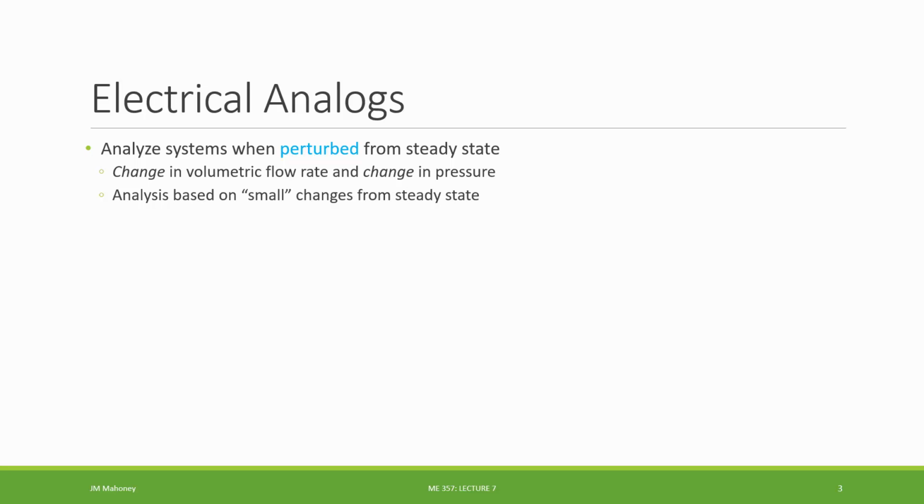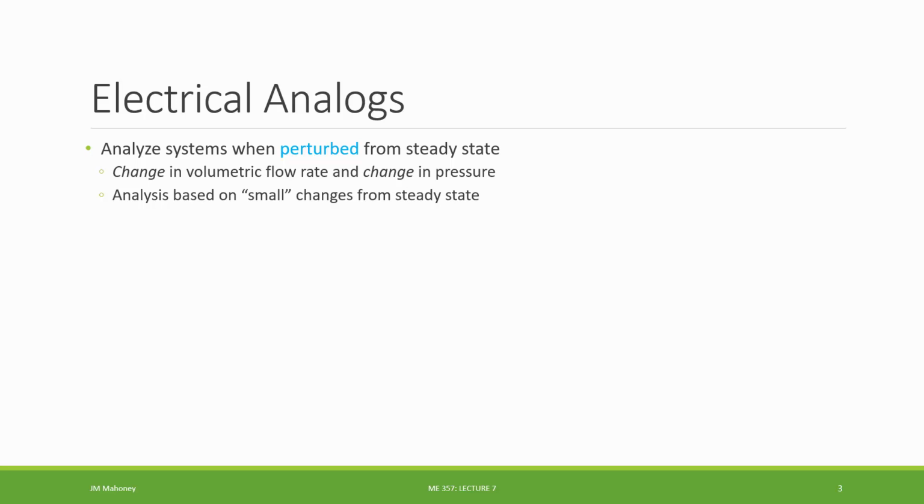Now that steady state may have been that all of the flow rates were zero, all of the pressures were zero, and now we are starting to fill up our system with fluid, or we could have a system at steady state where just the pressure is non-zero constant, and the flow rates were a non-zero constant. But all of our analysis is going to be based on small changes from this steady state.